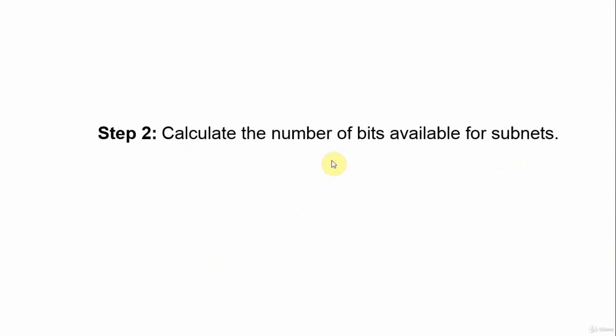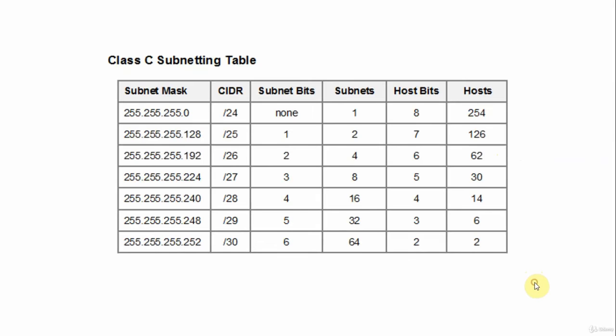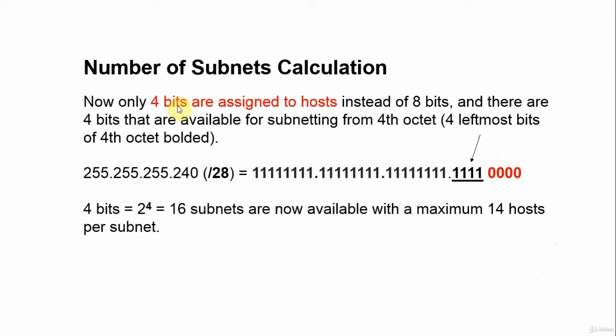And calculate the number of bits available for subnets then. So we know that there's /28, there's 4 subnet bits, and that gives me 16 possible subnets. So only 4 bits are assigned to hosts instead of 8 bits. And there are 4 bits available for subnetting for the 4th octet. And there it is, pointing to these 4. So that's what I have to work with.